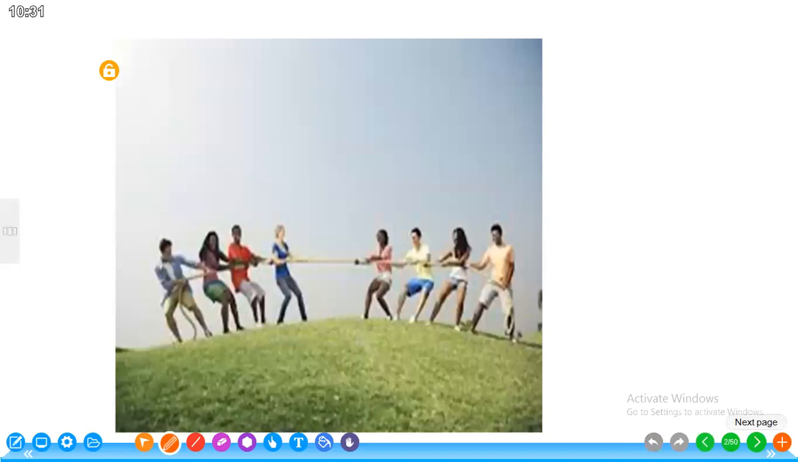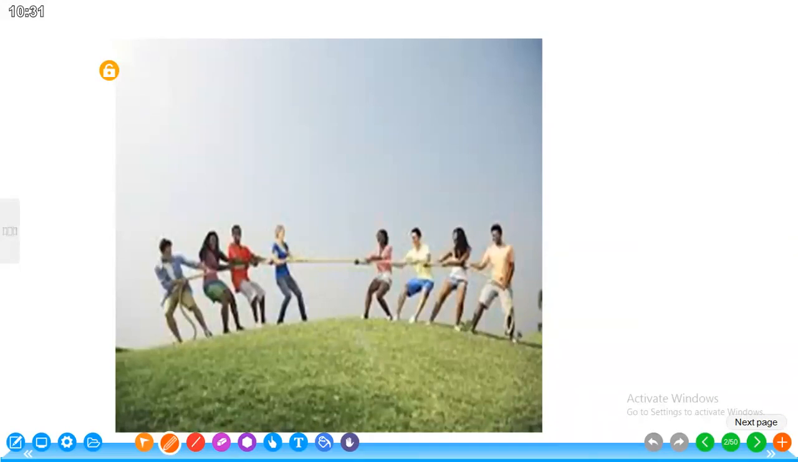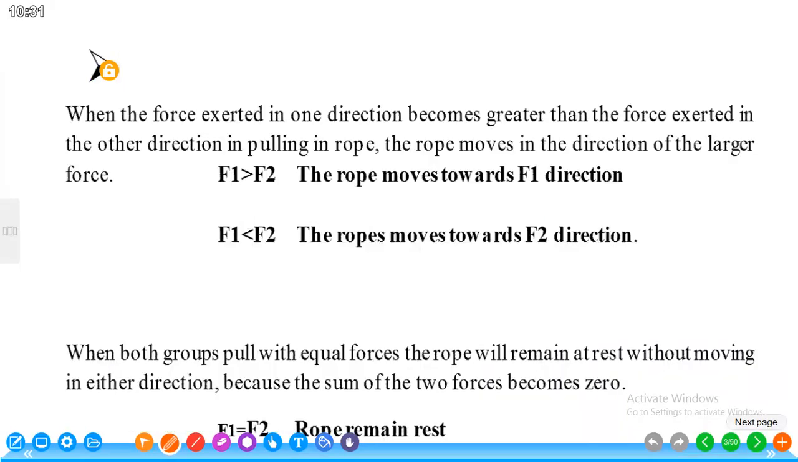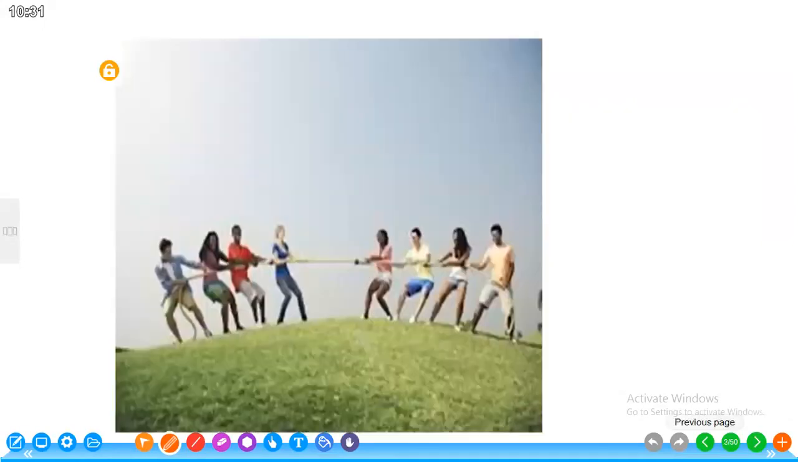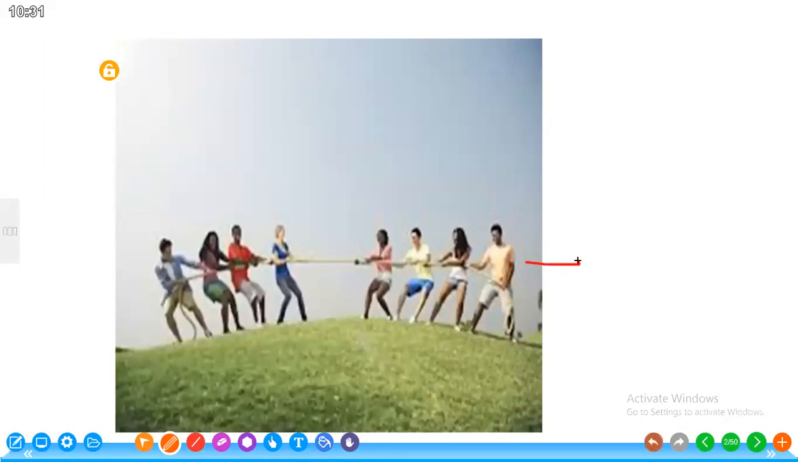Right. The figure shows two groups pulling a rope. Please close your videos. Then, in this figure, you can notice we can consider this side F1 and this side F2.